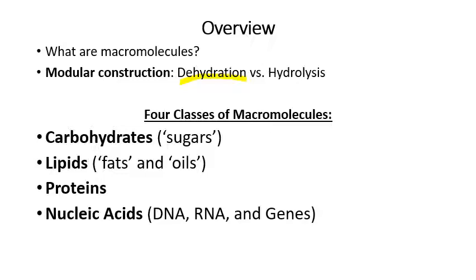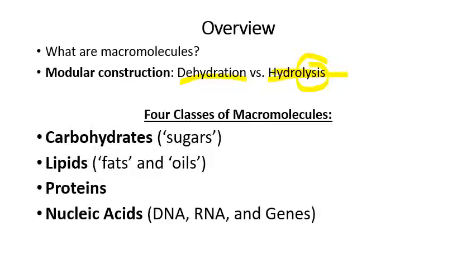The reverse is called hydrolysis. Hydro means water, and then lysis means to break apart. So hydrolysis means breaking apart large complicated macromolecules back into their individual monomers by adding water.